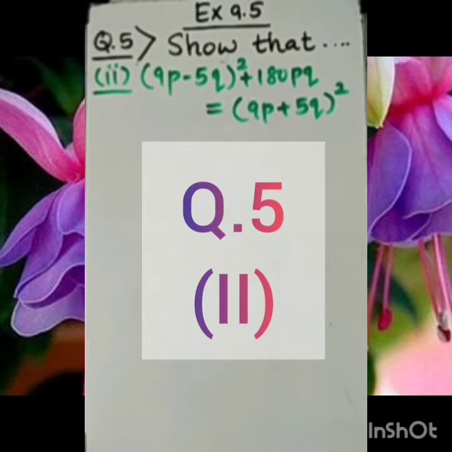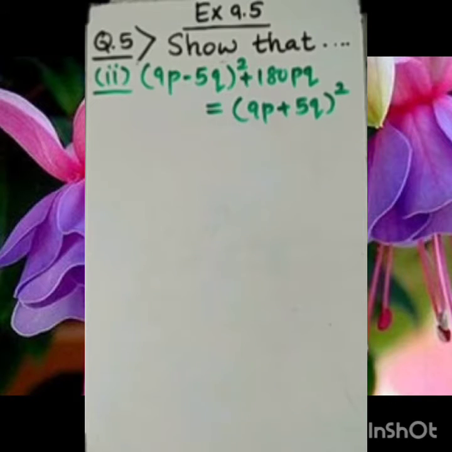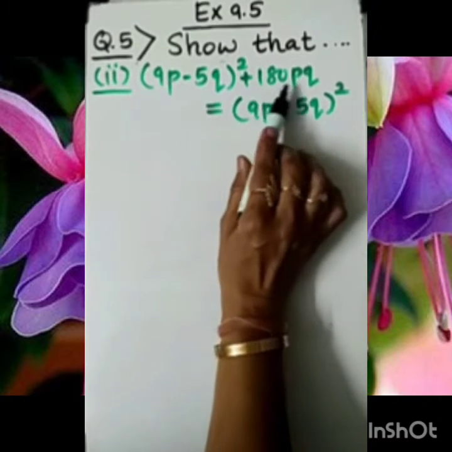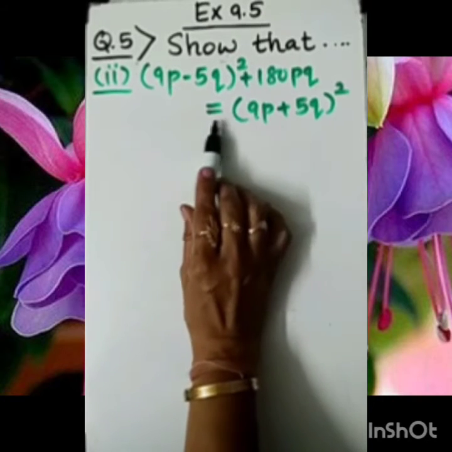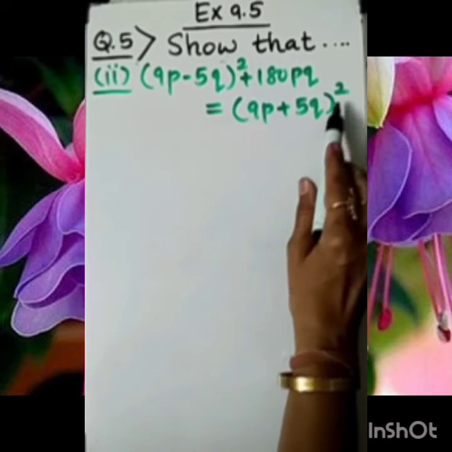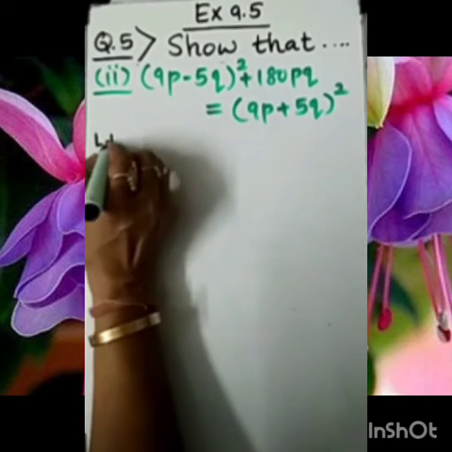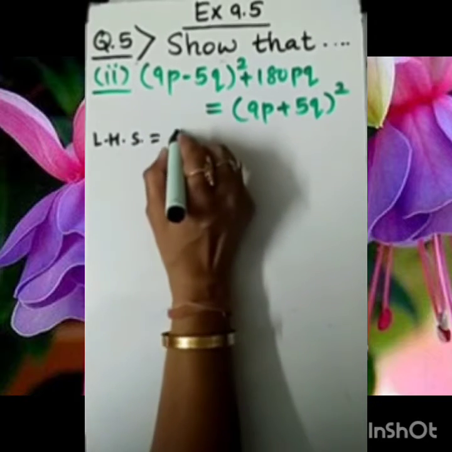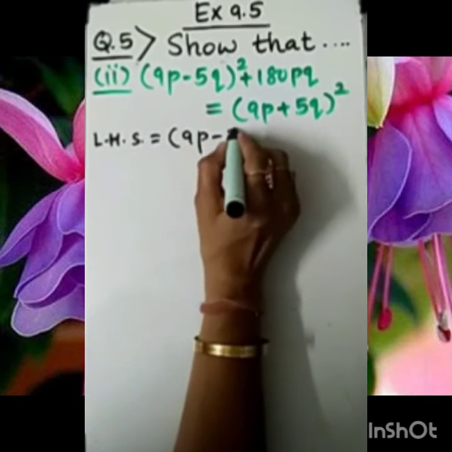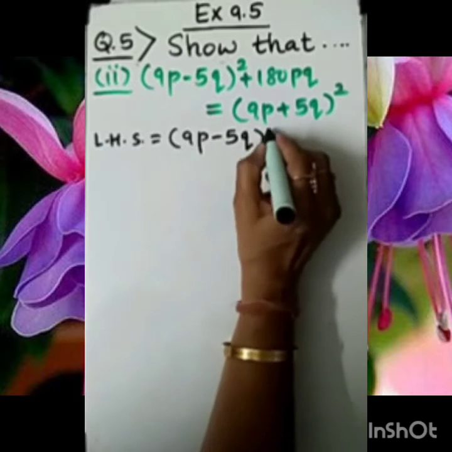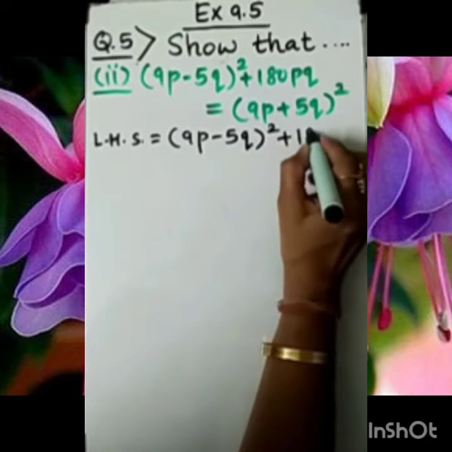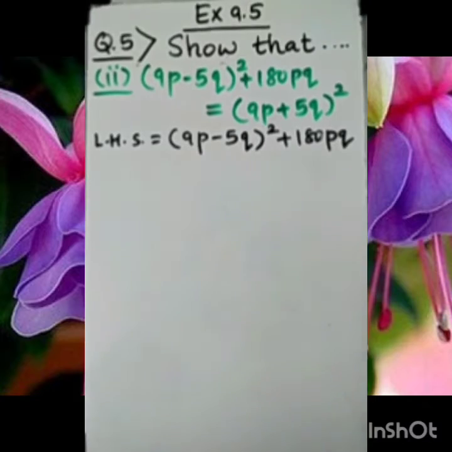So, my dear students, let's work on this. What we are given here, just look at your screen. The second question is: 9p minus 5q whole square plus 180pq is equal to 9p plus 5q whole square. Fine. So we will start with the LHS first. Let me note down the left hand side: 9p minus 5q whole square plus 180pq. This we are given, right?